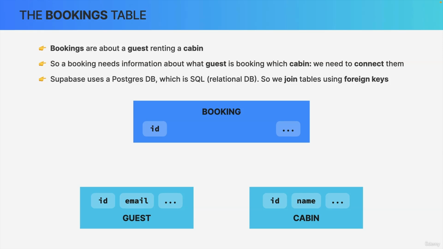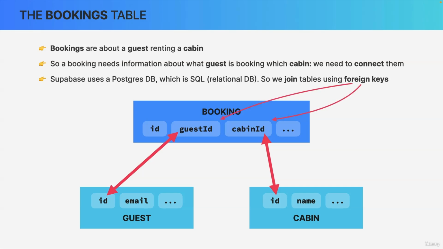So, as we were just saying earlier, each booking basically needs to know which guest is actually doing the booking. And so therefore, what we're going to do is to take the guest's ID and store that inside a new field inside the booking called guest ID. And the same thing with the cabin. So the booking needs to know which cabin was actually booked. And so, again, we will store the cabin's ID inside a special field of the booking called cabin ID. And so these two, guest ID and cabin ID, are the foreign keys inside the booking.